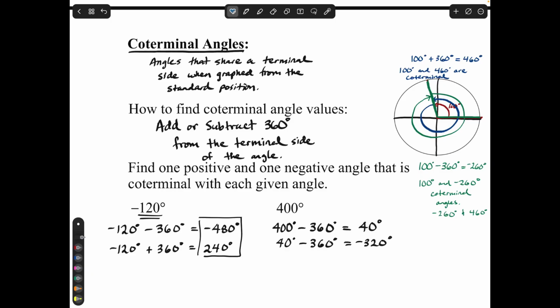Okay, so hopefully coterminal angles is starting to come back to you a little bit. If you have questions about that, please make sure you're asking in class. But one more time, they're angles that share a terminal side when graphed from the standard position.